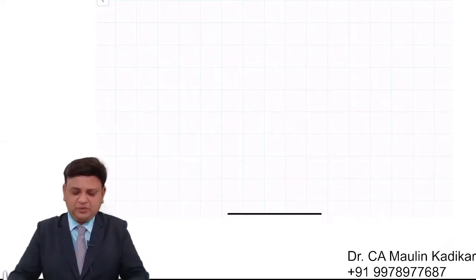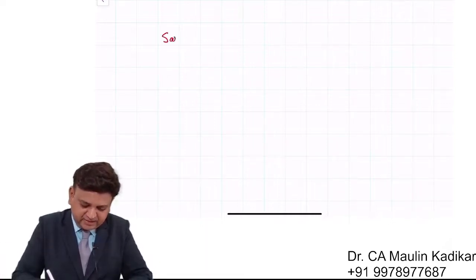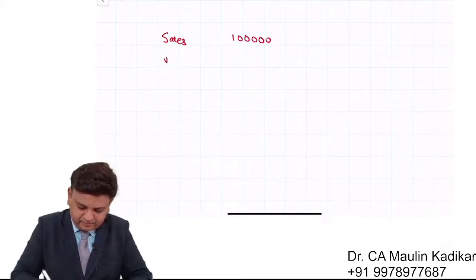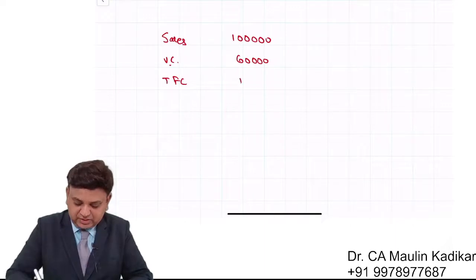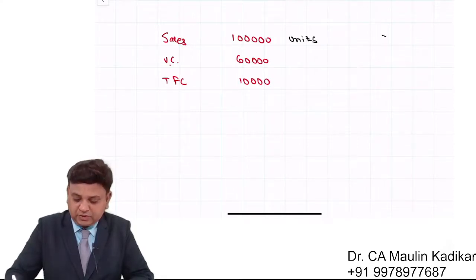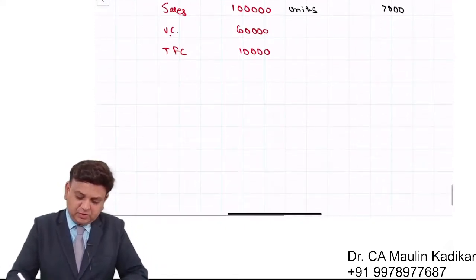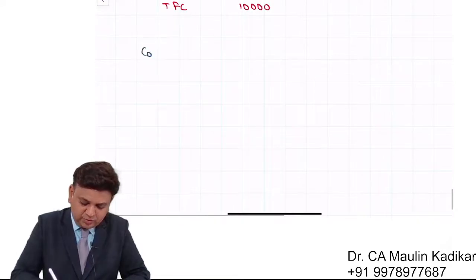Now, I am asking a question to you before we proceed further. Suppose a company has sales of 1 lakh, variable cost 60,000, total fixed cost 10,000, number of units produced and sold 7,000, and from this information you are required to calculate the contribution to sales ratio.